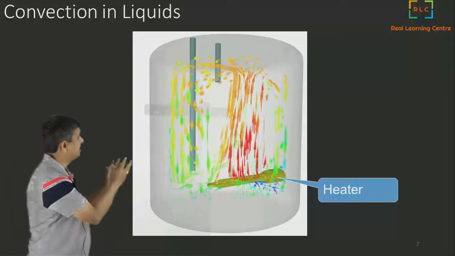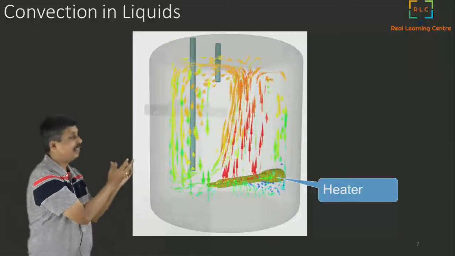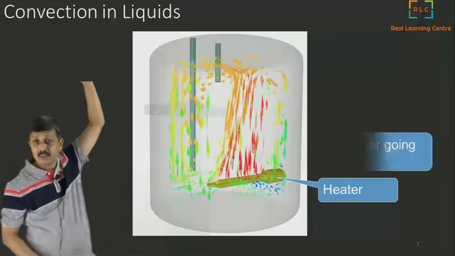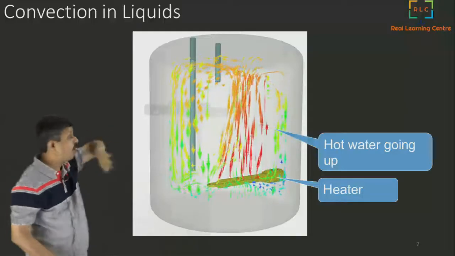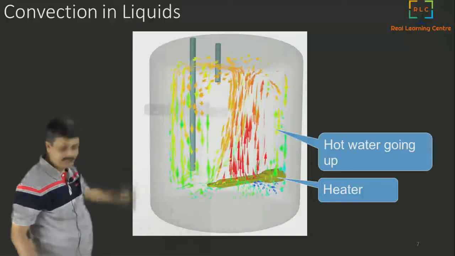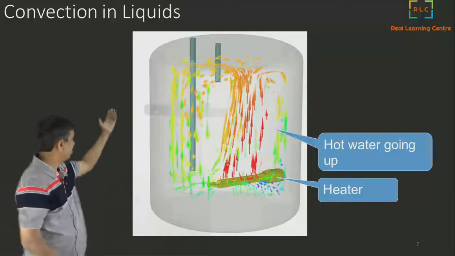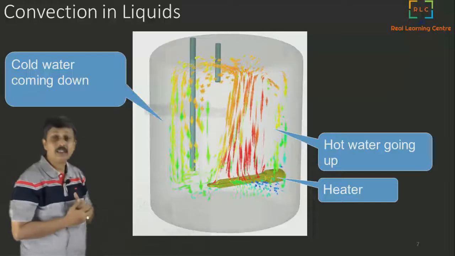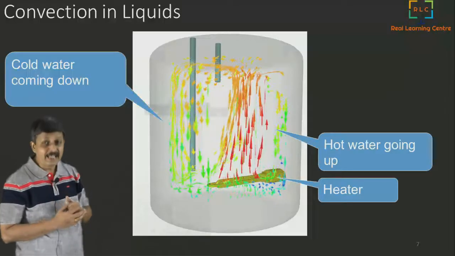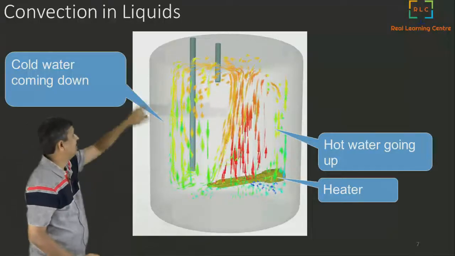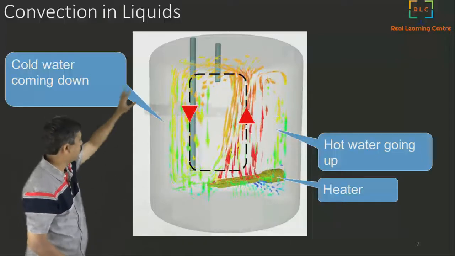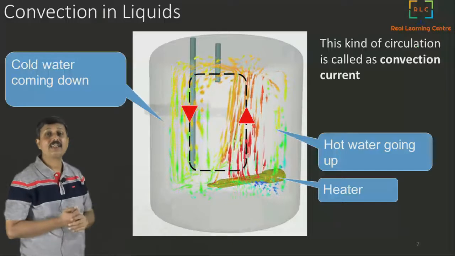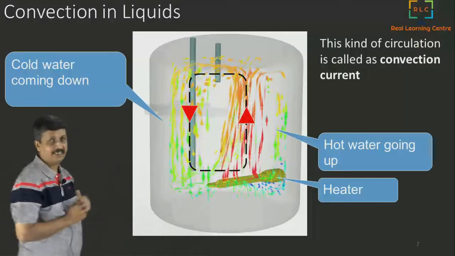Okay. Once they get heated up, they get lighter. Once they get lighter, they start going up. So the hot water actually goes up, and to occupy that place, the cold water has to come down. So the cold water comes down after that. When cold water comes down, you can see that it kind of forms a circulation. So hot water going up, cold water coming down, hot water going up, cold water coming down, like that. This kind of circulation is called a convection current.